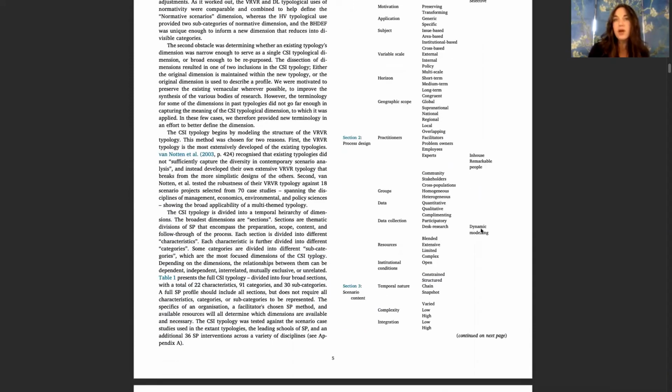So for example, in the process design, there are practitioners. And we have several categories of practitioners, and then several subcategories of practitioners within. This is one of those dimensions where you can have all of the subcategories within a single scenario team. They are not mutually exclusive categories. And what we found was that we needed more than just the umbrella term experts or the umbrella term employees.